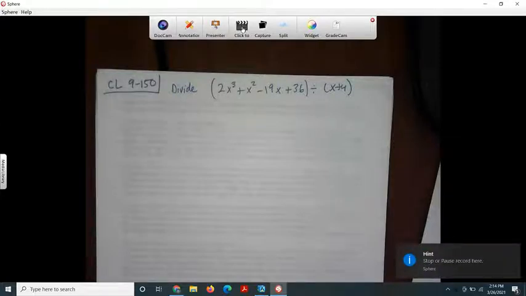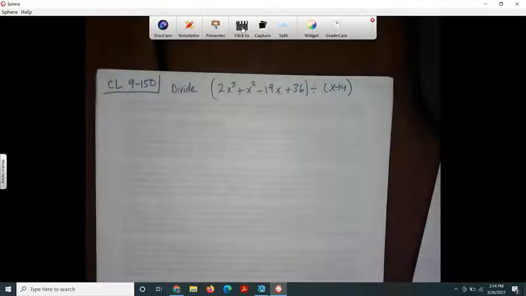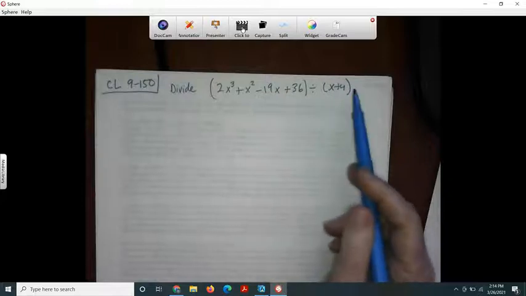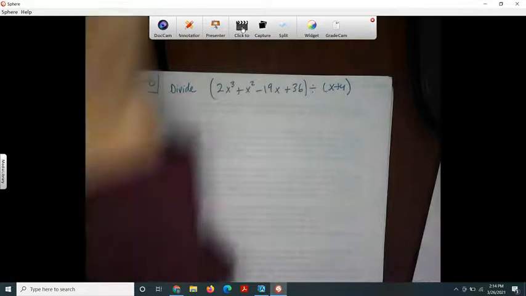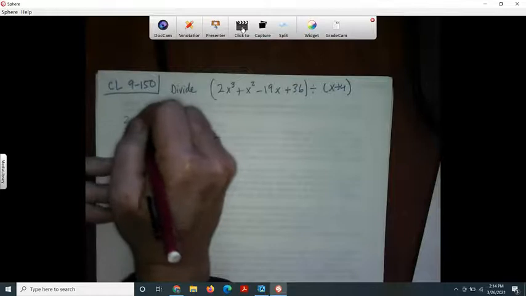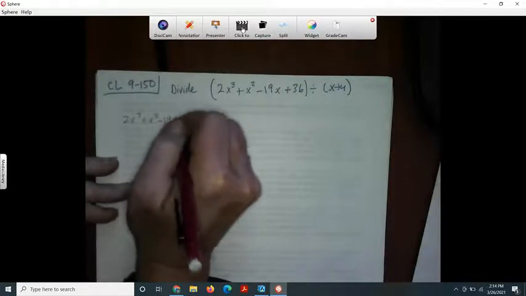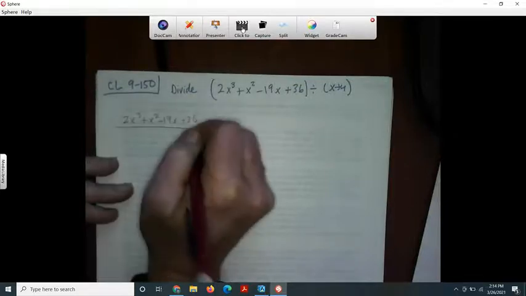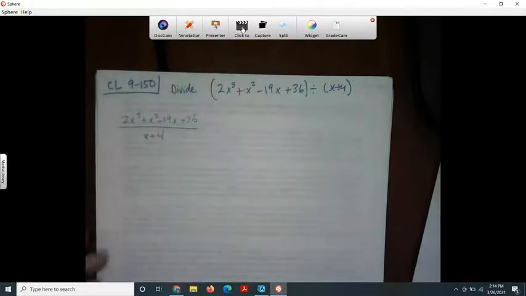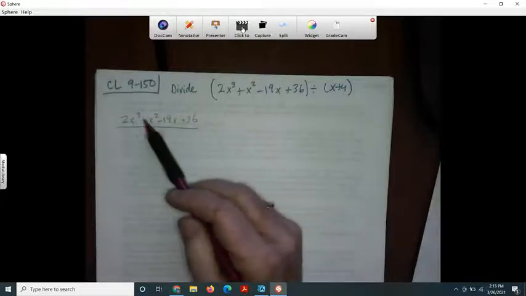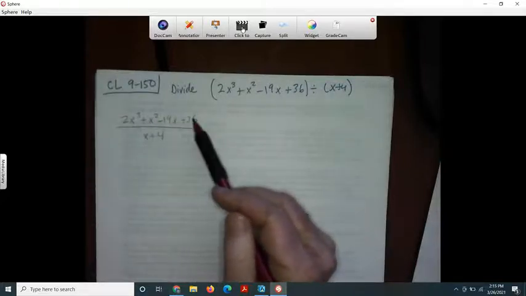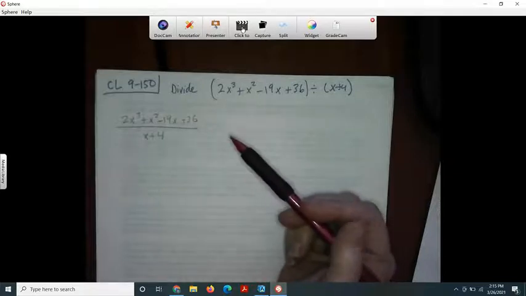Here's Integrated 3, problem CL 9-150, and it wants you to divide this cubic by this linear divisor. What I see happening sometimes is someone will just go like this and try to cancel things out. You cannot cancel out add-ins, things that are getting added or subtracted from each other. You can only cancel factors.